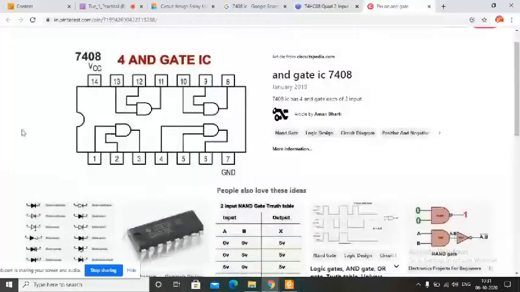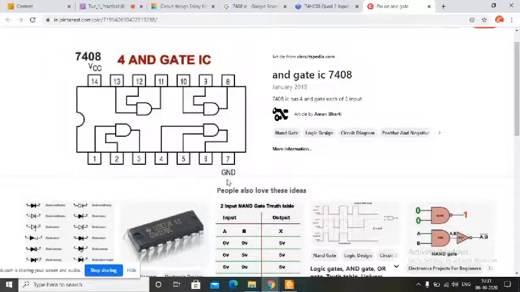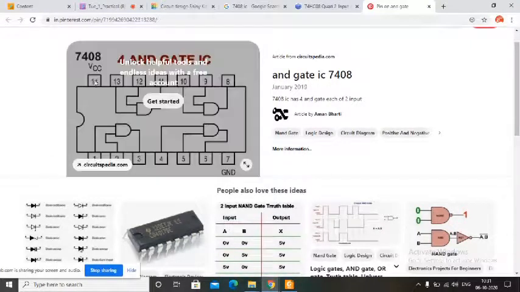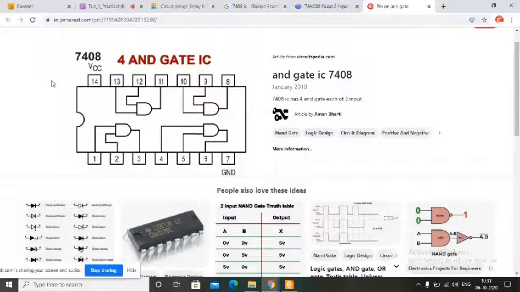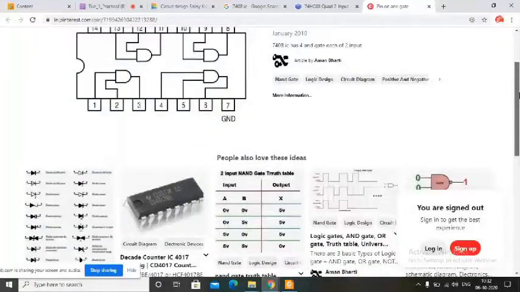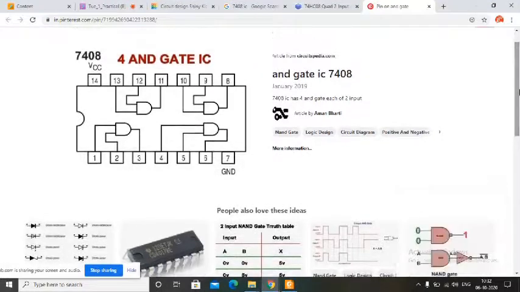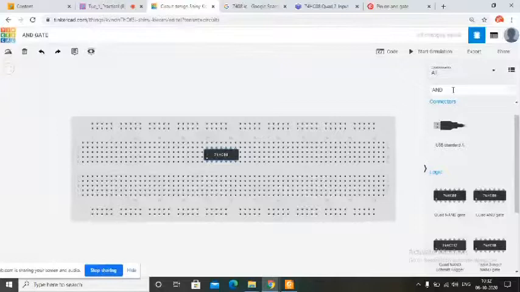And out of these 14 pins, pin number seven will be ground. G N D means ground, right? So you will ground pin number seven, and pin number 14 is VCC, sir. VCC means you will provide a 5 volt supply to that pin, right? So we have to make the circuit according to this pin diagram. Whenever you have to implement any gate, you will just search for its pin diagram, and then you will implement that, right? So let us now try to implement it.